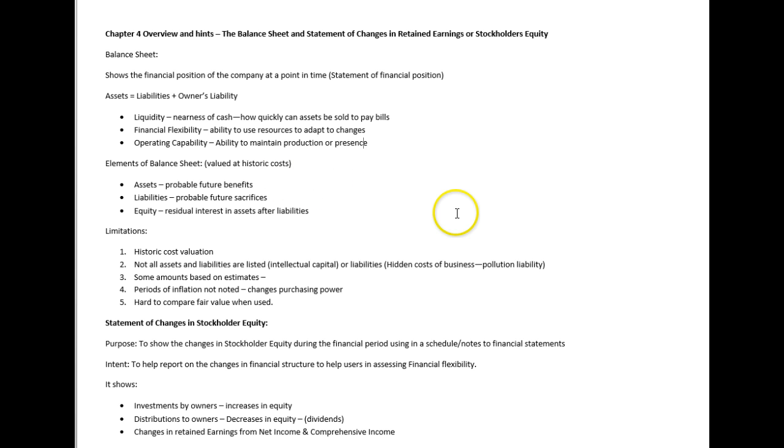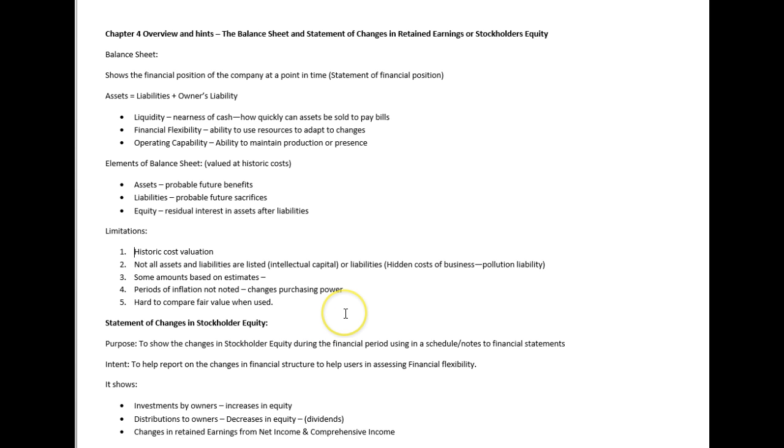There are some limitations to this, though, and there's quite a bit of controversy about the historic cost valuation. What do we do with markets when the value goes up or even when it goes down? How do you reflect that? Many of you know you can mark something down, but you can't mark it up. Is that a fair evaluation? It's a question we have to ask.